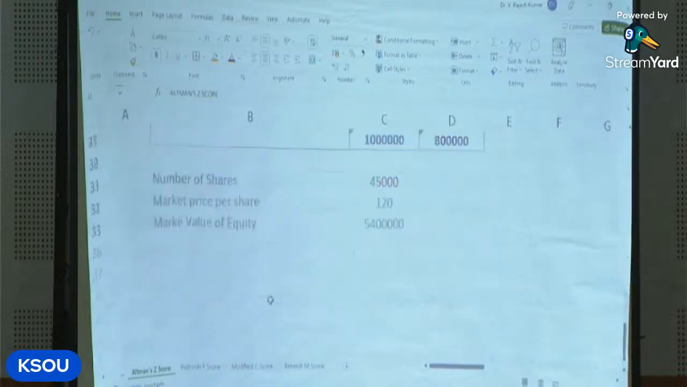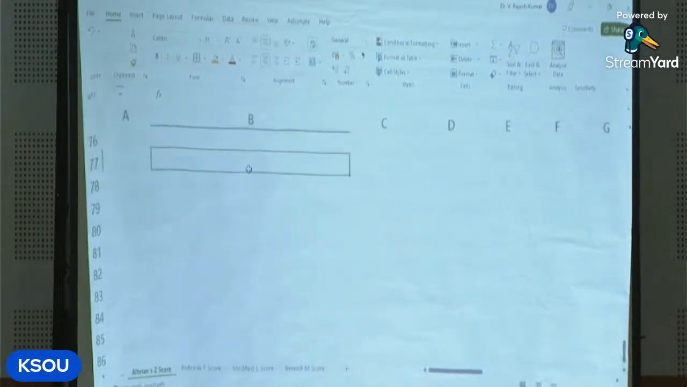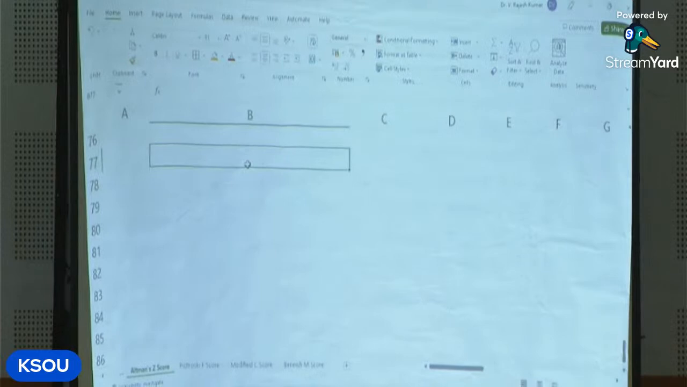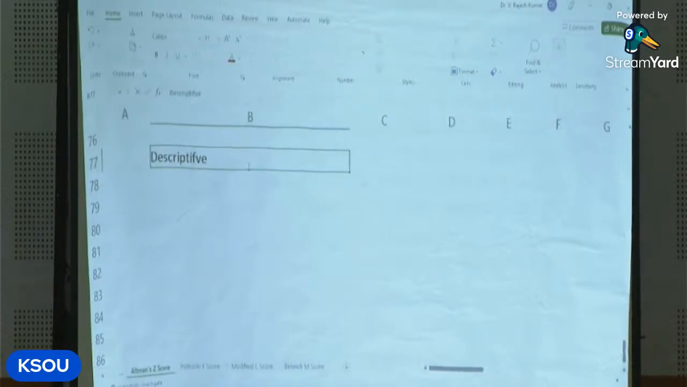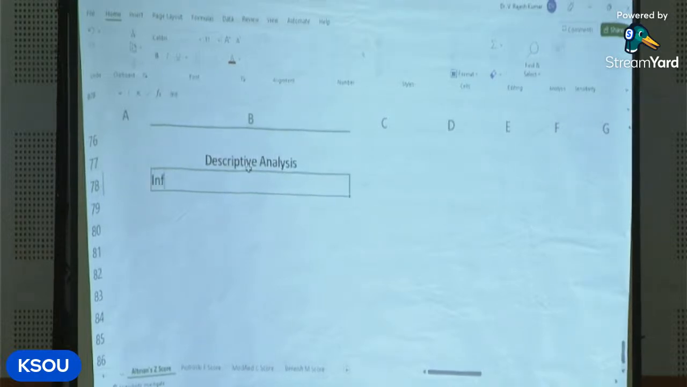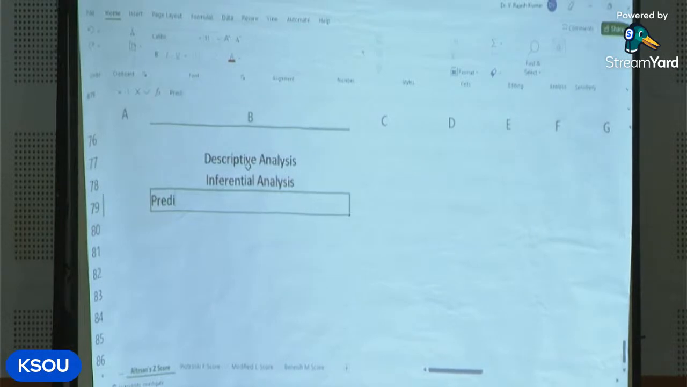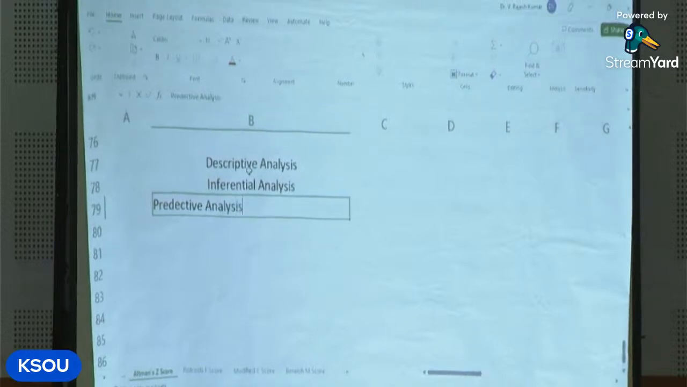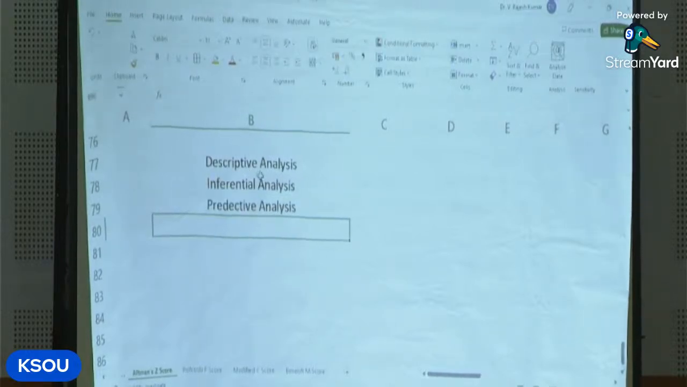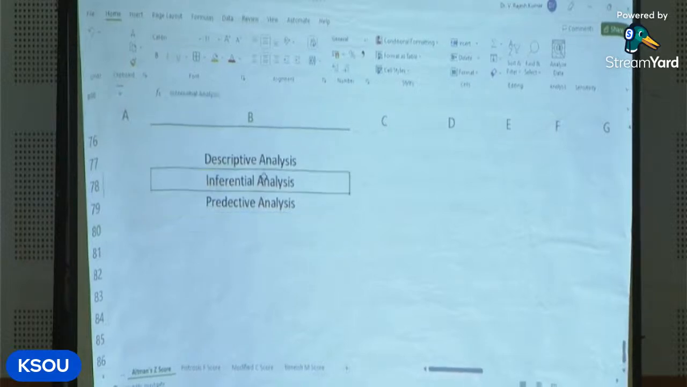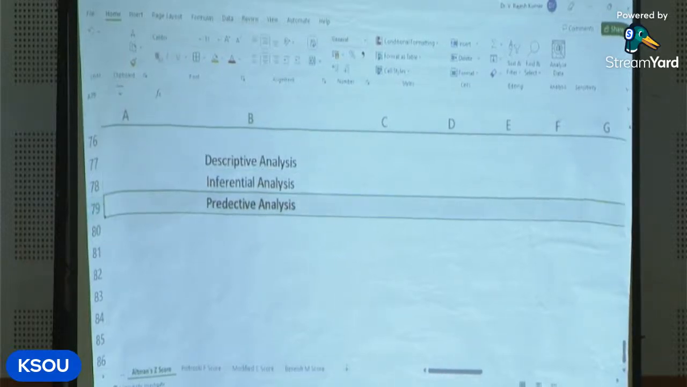There are broadly 3 types of analysis that we do in research. Why this background, I'll tell you. So there's something called descriptive analysis, inferential analysis, and predictive analysis. So in any research, this is what we do: descriptive, inferential, predictive. Now, what is this predictive analysis?